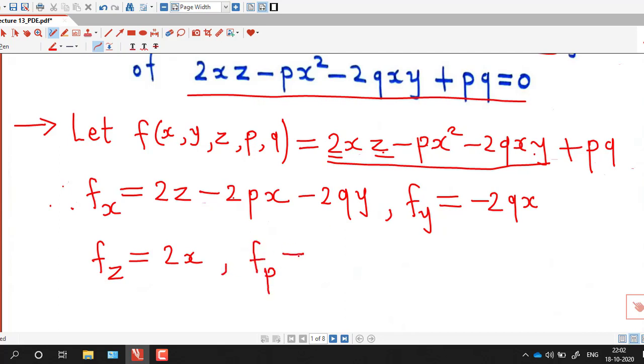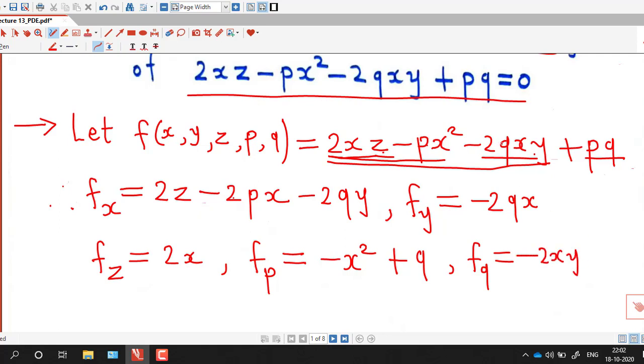Partial derivative with respect to p. In the first term there is no p. In the second term, we have minus x square as constant and the derivative of p is 1. There is no p in the third term. In the last term, q is constant and the derivative of p is 1. The last one is the partial derivative with respect to q. There is no q in the first and second terms. In the third term, minus 2xy is constant and the derivative of q is 1. In the last term, p is constant and the derivative of q is 1.